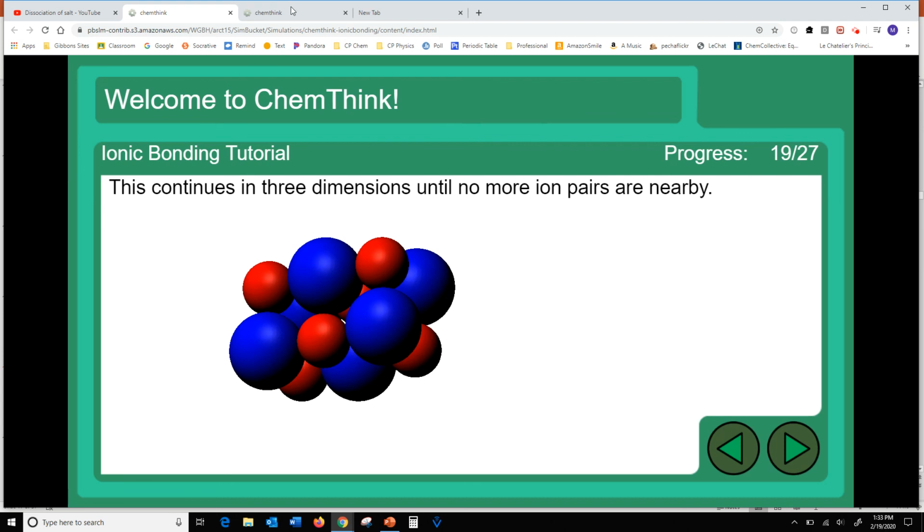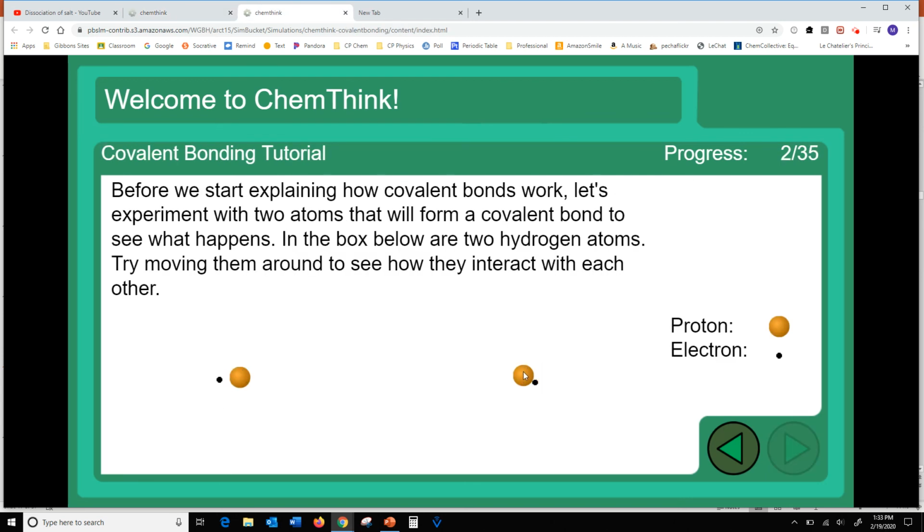Covalently, on the other hand, there's this attraction for those electrons that keeps things in place. Right now, I'm trying to pull them apart, and they don't want to because it takes energy to break a bond.